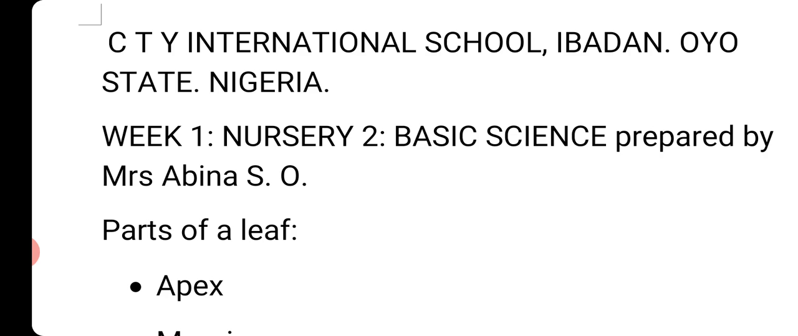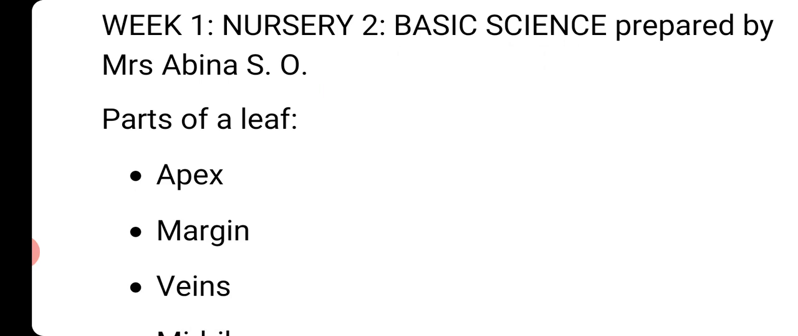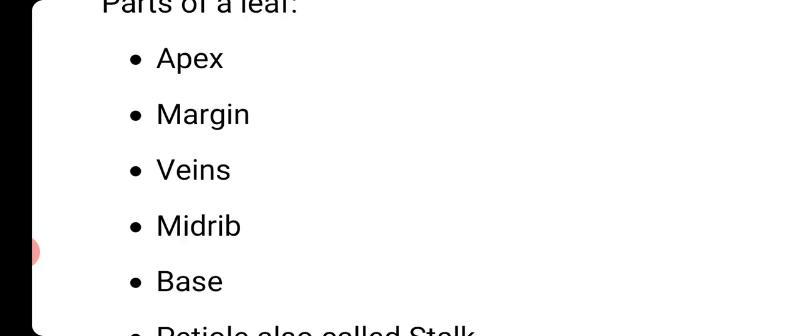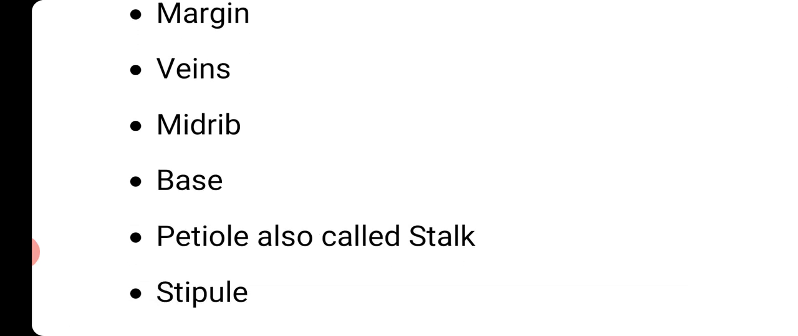So part of a leaf is, you will say after me, apex, margin, veins, midrib, base, petiole. Petiole is also called stalk. You can call it stalk, and stipule.